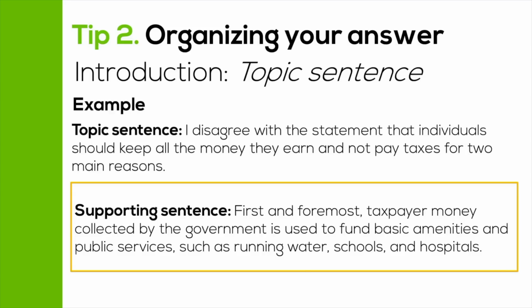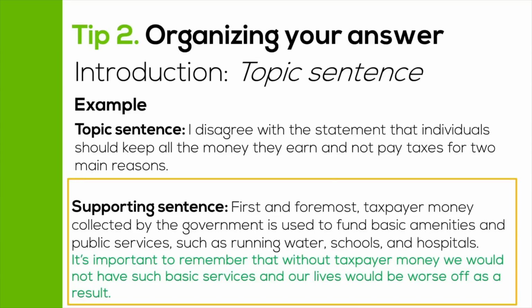First and foremost, taxpayer money collected by the government is used to fund basic amenities and public services, such as running water, schools, and hospitals. So my first supporting sentence is clearly related to my topic sentence, and it provides further information to support my topic sentence. You could also include some more information, just like this. It's important to remember that without taxpayer money, we would not have such basic services and our lives would be worse off as a result. So those were an example of a topic sentence and one supporting sentence.